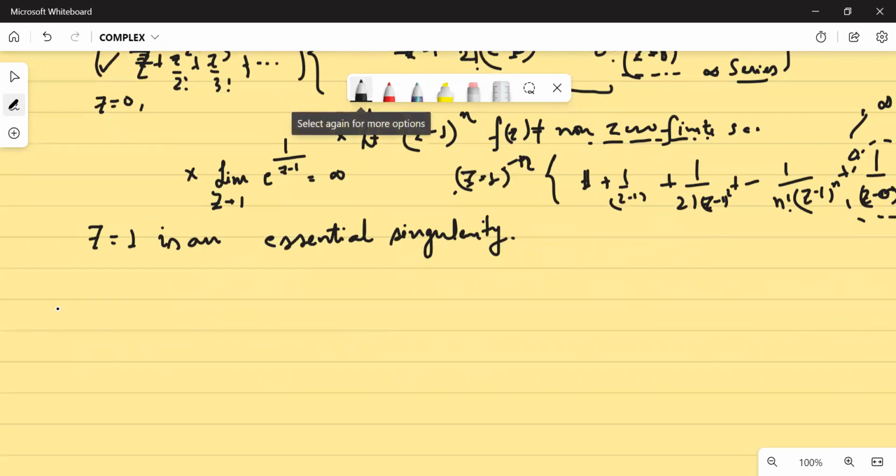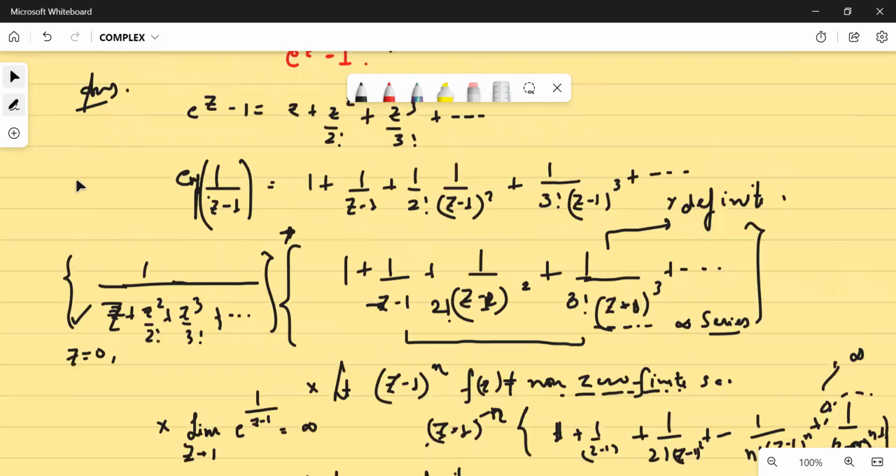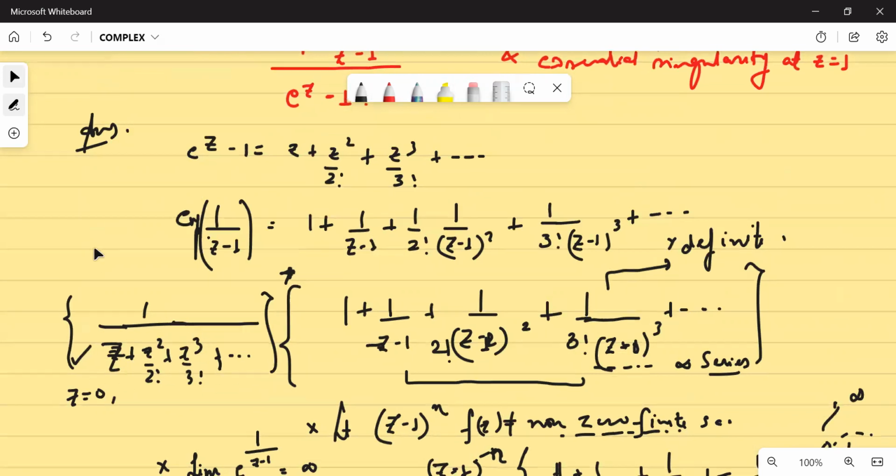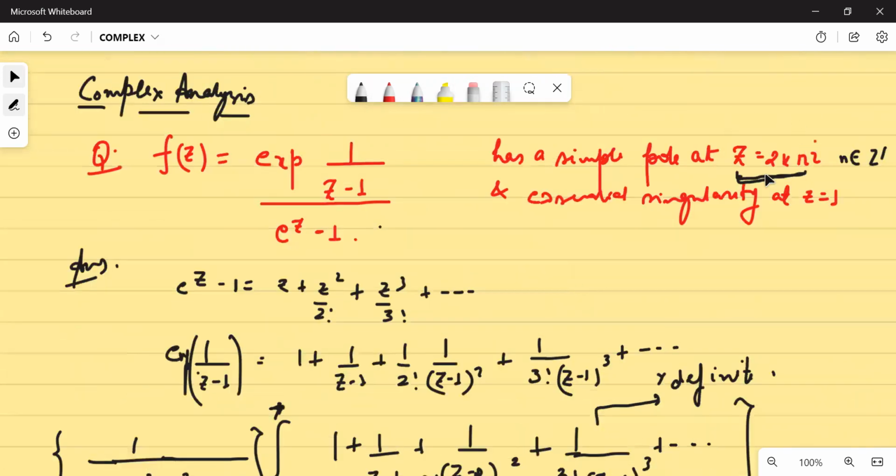So let's say, what about z equals 0, or other things that may also arise? Why may they arise? Here, clearly z equal to 0 is a singularity. Why did I not discuss it? Because I have to discuss it in this portion. So now I'll discuss.